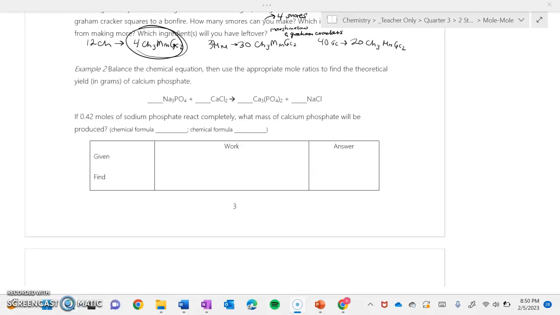This is part 2 of the stoichiometry video. We just finished talking about the s'mores example, and now we're going to move on to example 2 with a real chemistry equation. So we have this chemical equation.